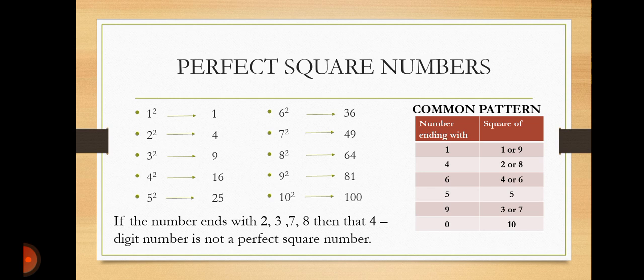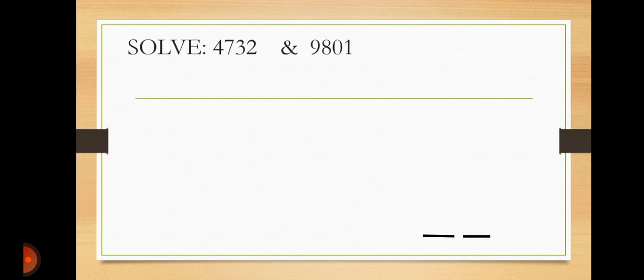If you carefully observe, there are certain digits like 2, 3, 7 and 8 which are not at the end of any square. That means whenever we get a 4-digit number ending with these digits, that particular 4-digit number is not a perfect square. Let's see the examples. For 4732, the number ends with 2, and in the previous slide we already saw the pattern wherein there is not a single square ending with 2. So 4732 is not a perfect square number.